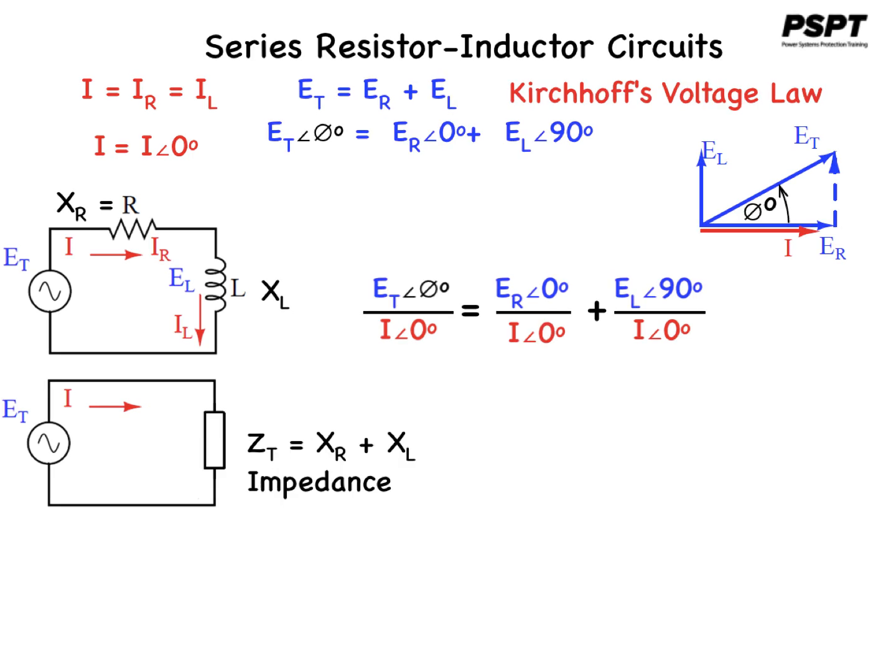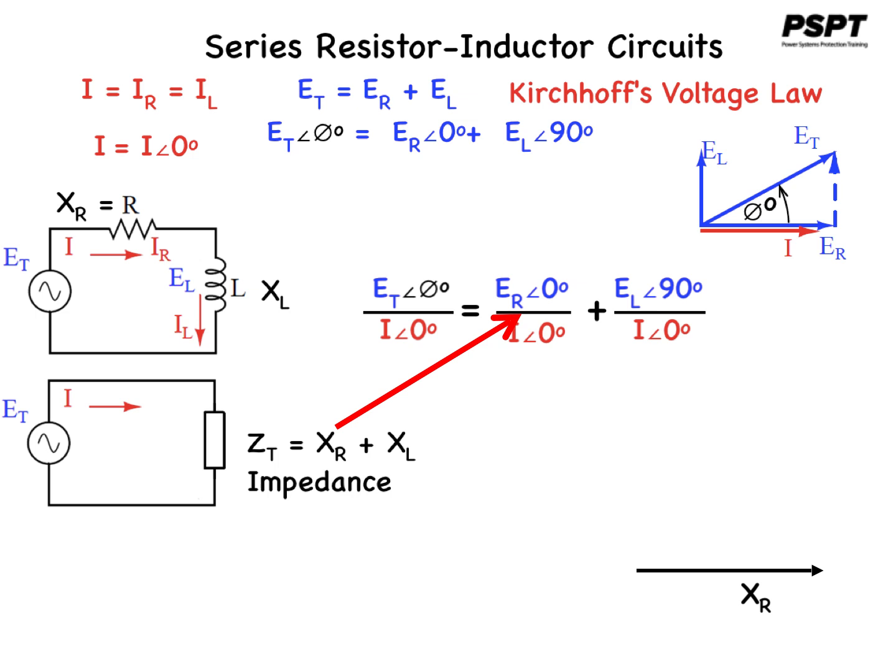Now, if you look at the equation, you can see that the resistance voltage ER at 0 degrees all over I at 0 degrees is nothing more than the resistor in this case, because that's Ohm's law. Voltage over current will equal the resistance. I've indicated it as a reactance, but it is also the resistance, represented by X subscript R.